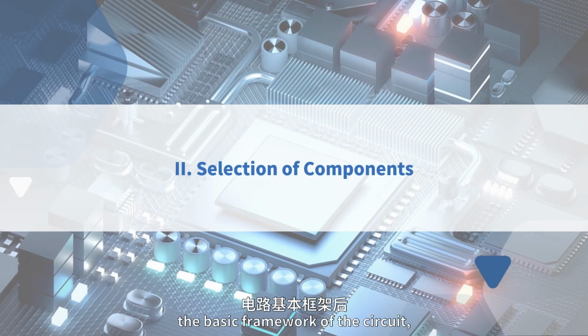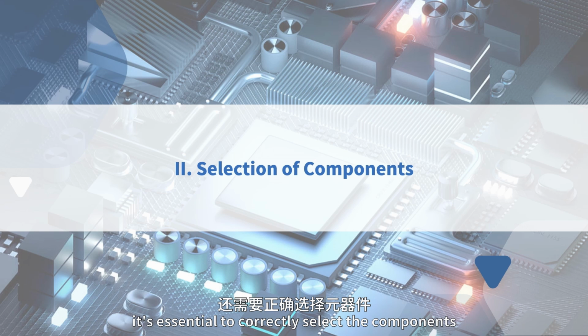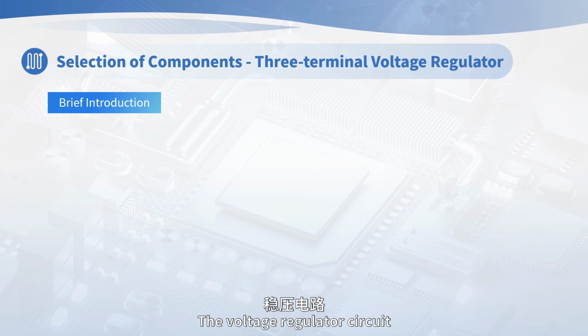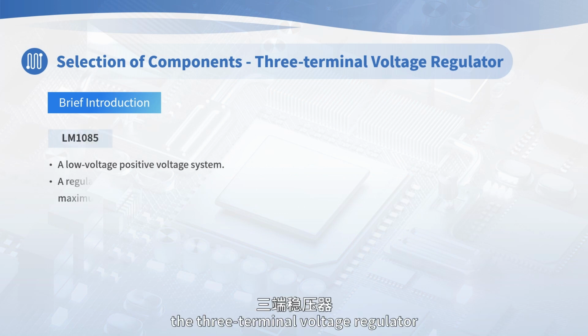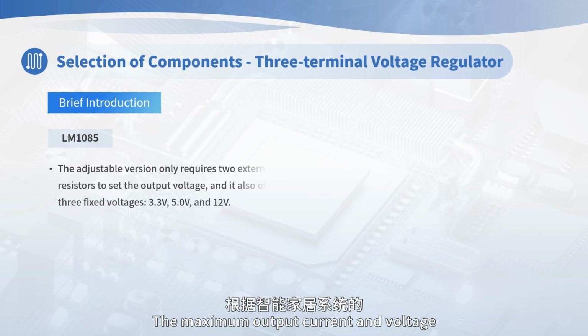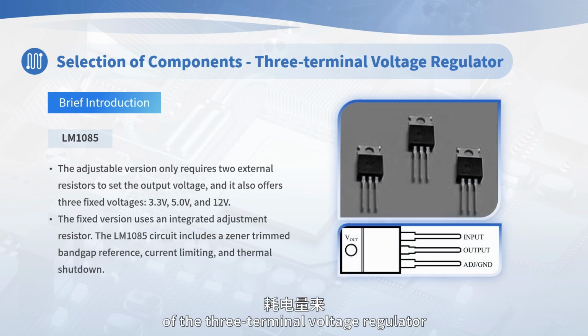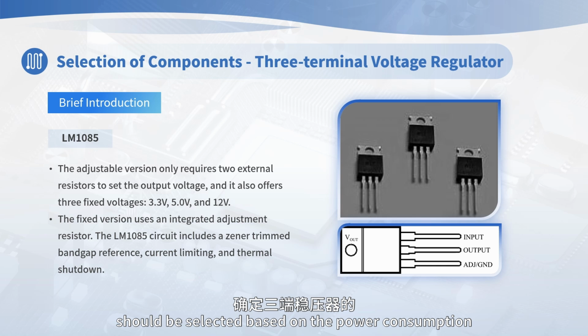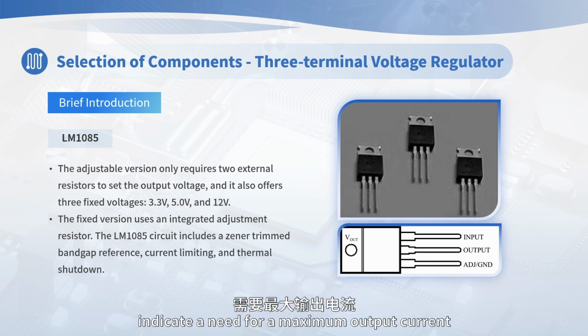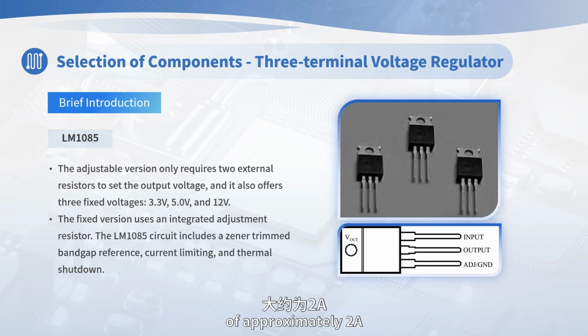After establishing the basic framework of the circuit, it's essential to correctly select the components to complete the final design. The voltage regulator circuit is a critical part of the design. So we should first choose the 3-terminal voltage regulator and then determine the appropriate peripheral circuit according to its technical manual. The maximum output current and voltage of the 3-terminal voltage regulator should be selected based on the power consumption of the smart home system. Calculations indicate a need for a maximum output current of approximately 2 amperes and an output voltage of 5 volts.